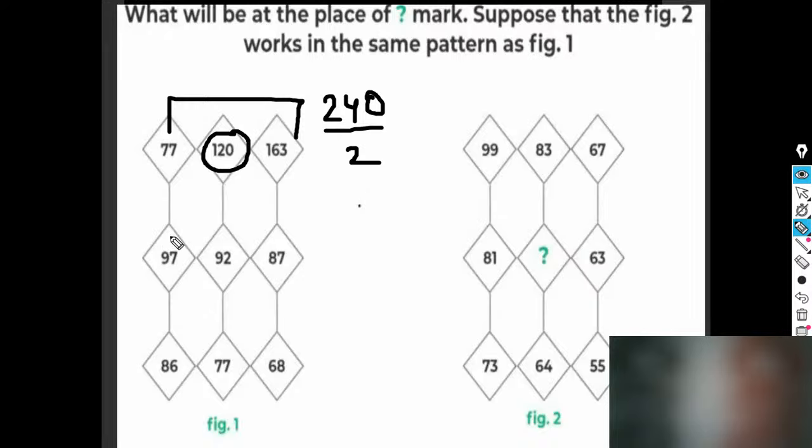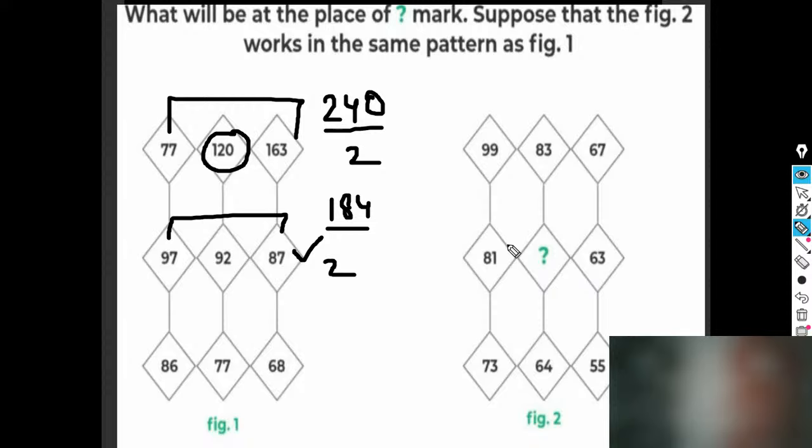Next, let us check for this one. 97 and 87. 97 plus 87 gives us 184. 184 by 2 is equal to 92. So here also it is the same logic. Here also it is correct.